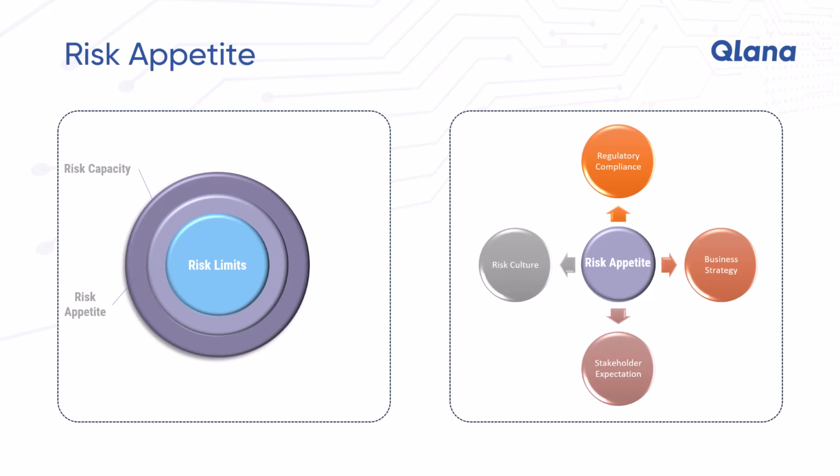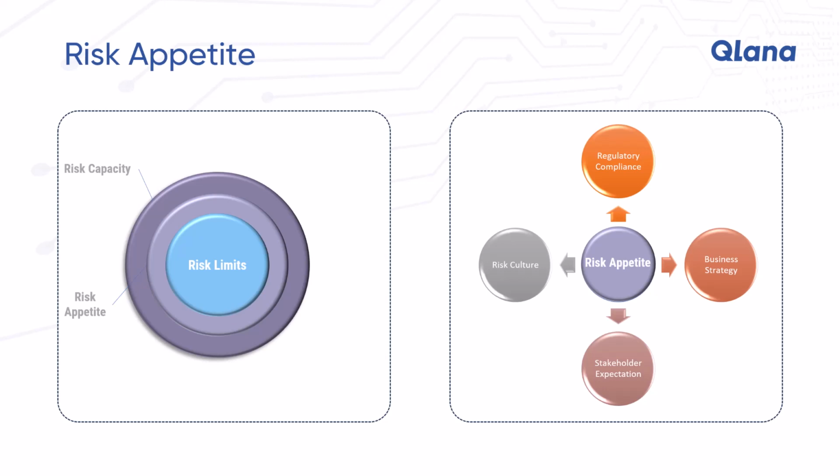The risk appetite is closely tied to the institution's business strategy. It outlines how much risk an institution is willing to take in order to achieve its strategic objectives. For example, a growth-oriented strategy might involve a higher risk appetite compared to a strategy focused on stability and preservation of capital.